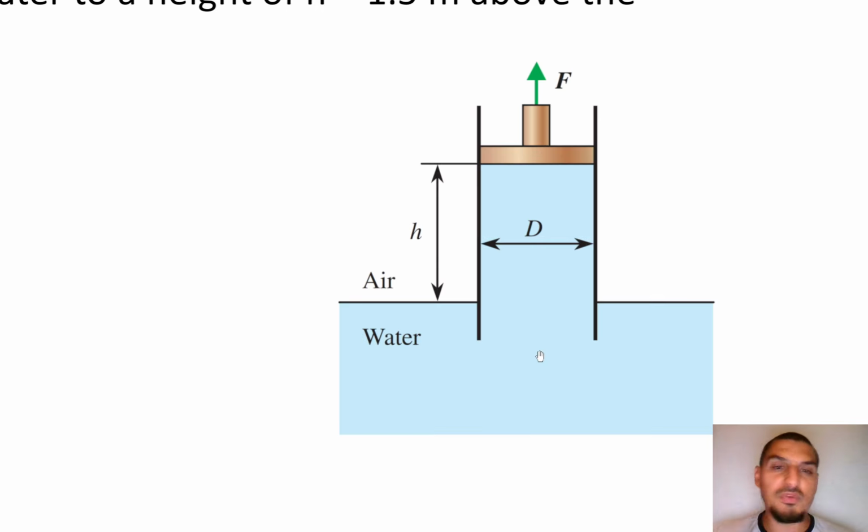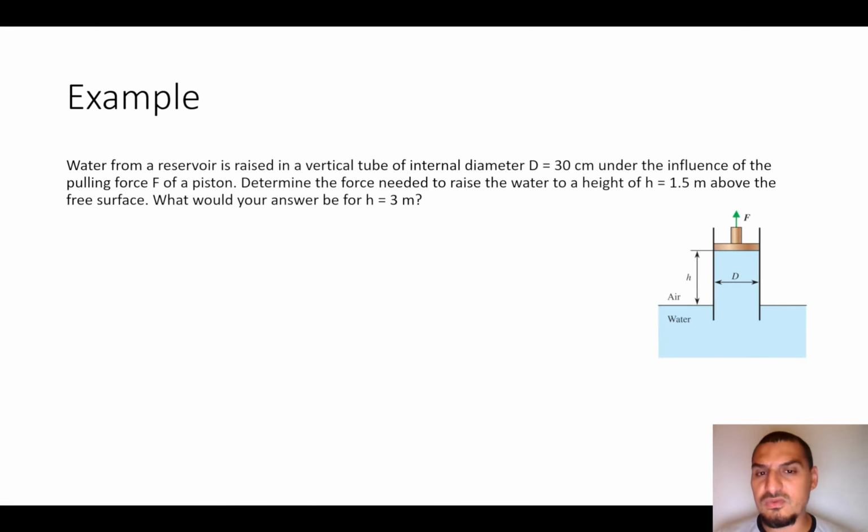So it's just putting a negative sign, so a negative force will give the height of the liquid in the opposite direction. So instead of having the height downward, it's upward, and the force is upward. So it's the same concept. I hope it's easy to understand now. So the problem is that we are given the diameter of the cylinder, and we need to calculate the amount of force needed to raise the water to a height h of 1.5 meters above the free surface.